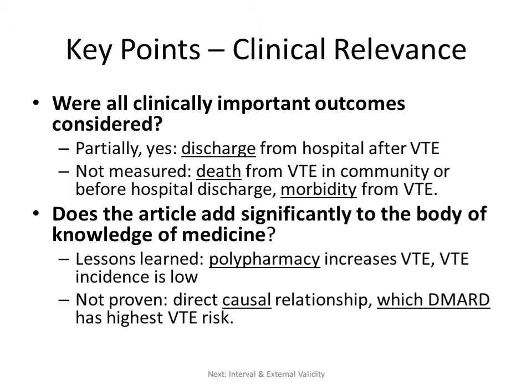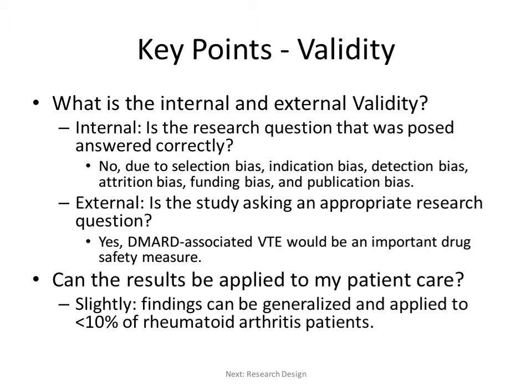The only outcome considered was a surrogate marker of discharge from hospital after VTE, not mortality or morbidity. And the only lesson learned was that VTE incidence was low and taking more drugs increases your chances of getting a clot. What they could not establish was the cause and effect, and which drug caused the most side effects. The research question was not answered properly due to bias and design issues, even though the question is clinically important. Ultimately, the results could only be applied to less than 10% of the RA patients.